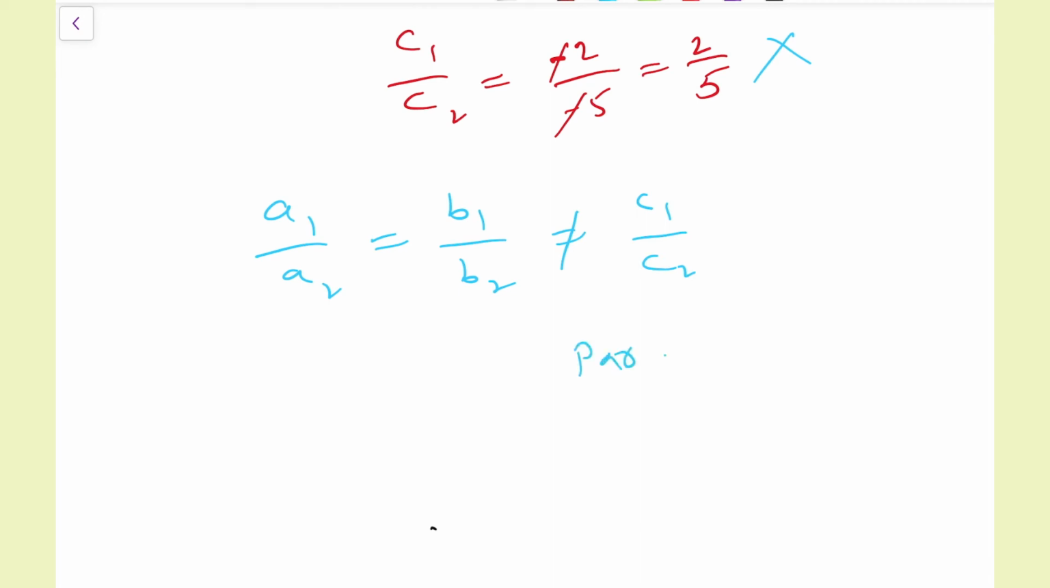Then this comes under the parallel line condition. Parallel line condition means no solution. So no solution means these are an inconsistent pair. So no need to draw the graph.